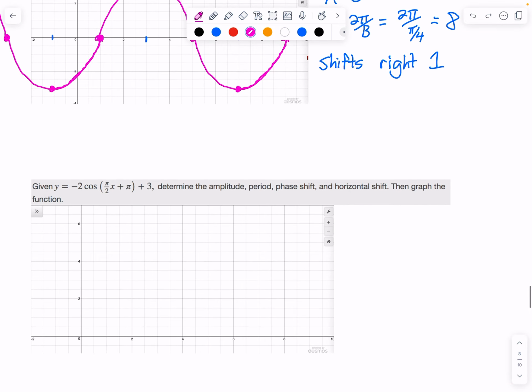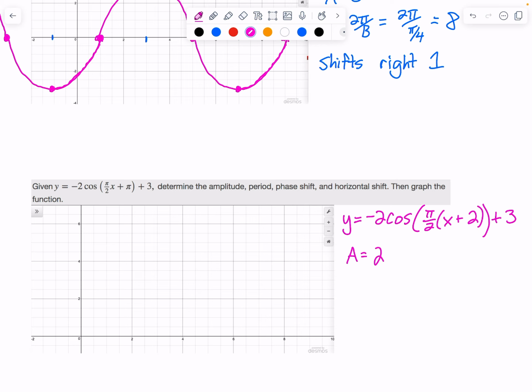All right, we have y equals negative 2 cosine, and I'm going to go ahead and factor out that pi over 2. This becomes x plus, and I need that to cancel, so it's going to be a 2. And that would leave me with the pi if I were to distribute. Yeah, plus 3. So I made it where if I multiplied back through here, it would give me back to that. Okay, so I'm going to start identifying everything.